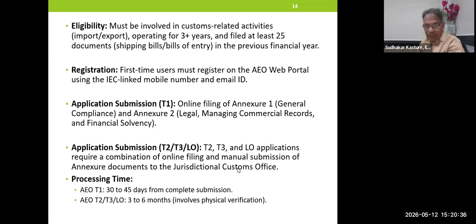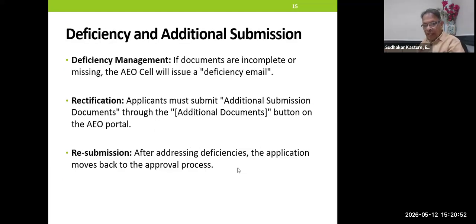Processing time Tier 1 के लिए 30 to 45 days, Tier 2 और 3 के लिए 3 months to 6 months, because this involves physical verification of your factory, warehouse, etc. अगर एप्लीकेशन में डिफिशियंसी आई, if documents are incomplete or missing, AEO cell will issue a deficiency email. Applicant must submit additional documents through the additional documents button on the AEO portal. After addressing deficiencies, the application moves back to the approval process.